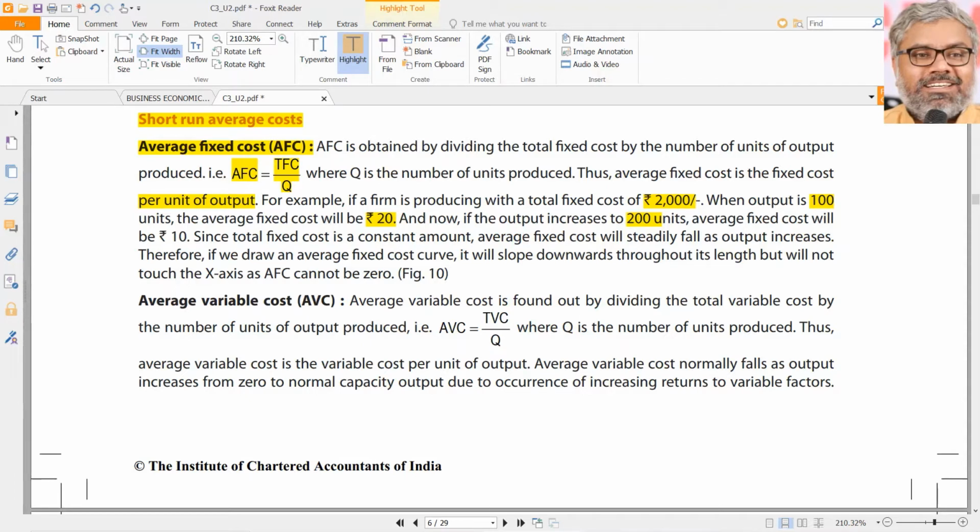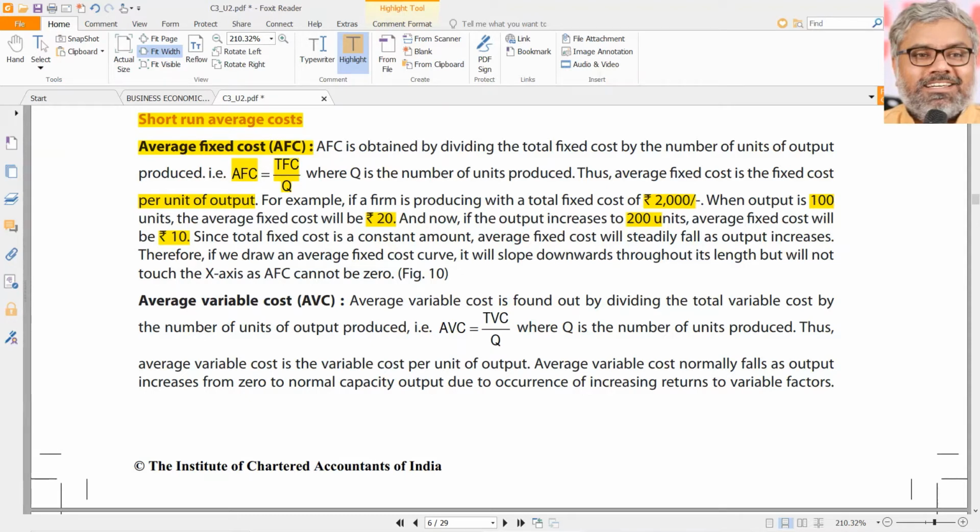Now let us say the output has increased to 200 units. Will the fixed cost change? No, it will not change, because fixed cost itself means it will remain constant irrespective of the output. Numerator TFC, total fixed cost, is still the same 2000, but the denominator is now how much? Instead of 100 it became 200. So 2000 by 200, how much is the average fixed cost or fixed cost per unit now? That is 10. Why? 2000 divided by 200 units now.